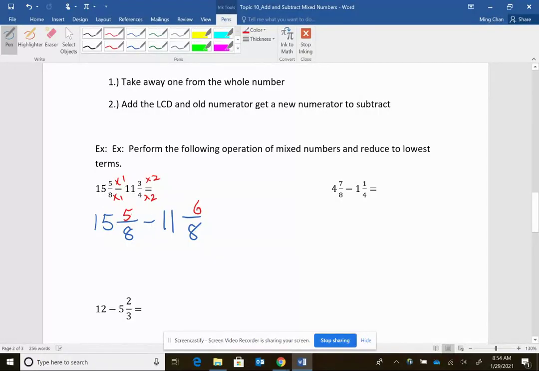So before you subtract, let's look. 5 is not enough to subtract 6, right? So we have to borrow. Borrow means take 1 away from the whole number. So now I have 14. The LCD is still 8. Add the LCD 8 to the old numerator 5, and I get a new numerator 13.